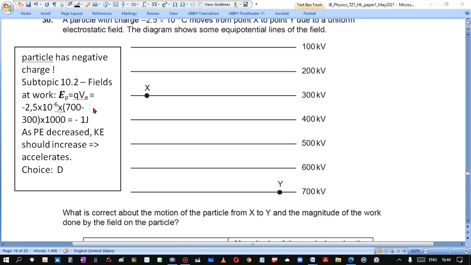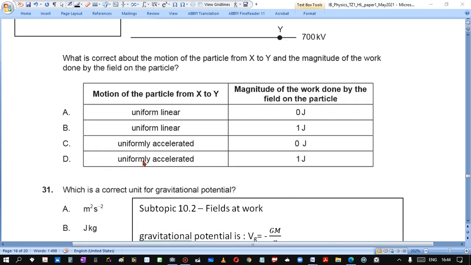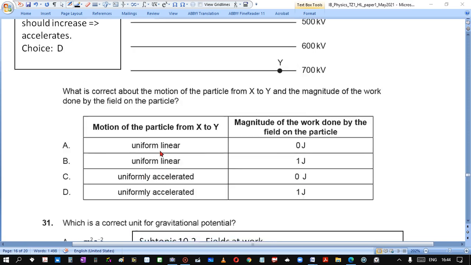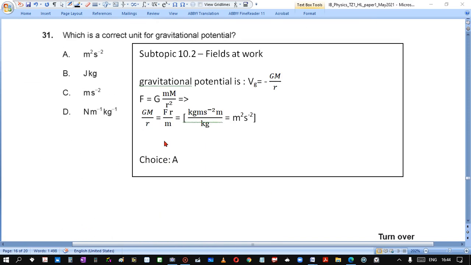To find how much work is done, or how much the energy changes, we use the formula from subtopic 10.2: multiply charge by the potential difference between X and Y. So 700 minus 300, we get minus 1 joule. So work done is 1 joule, and it is accelerated. So choice D. Yes, correct.